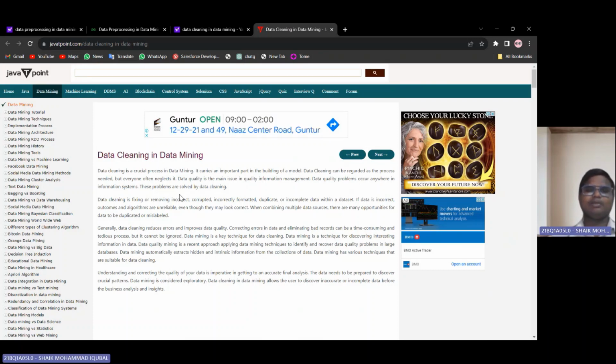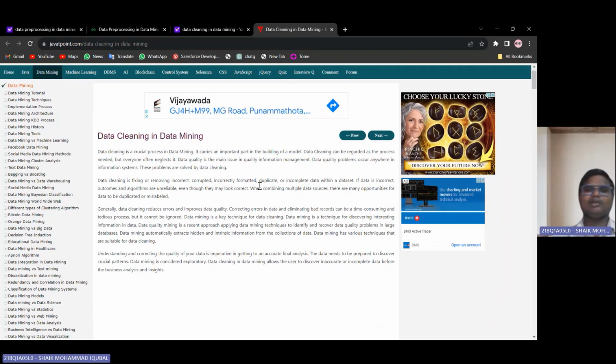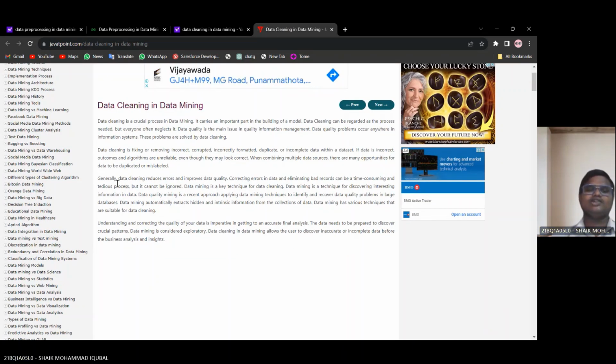Data cleaning is fixing or removing incorrect, corrupted, incorrectly formatted, duplicate, or incomplete data within a data set. If data is incorrect, outcomes and algorithms are unreliable, even though they may look correct. When combining multiple data sources, there are many opportunities for data to be duplicated or mislabeled. Generally, data cleaning reduces errors and improves data quality.